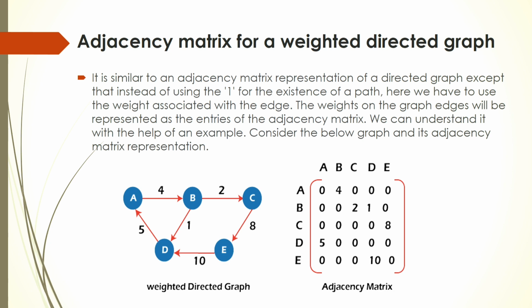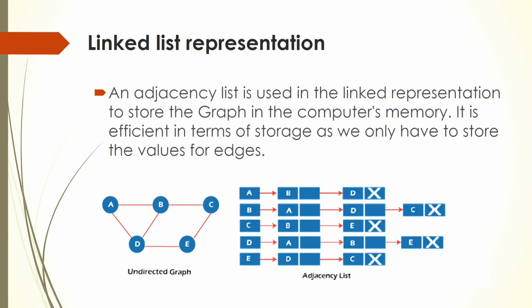An adjacency matrix can be used when the graph is dense and the number of edges is large. Though it is advantageous to use an adjacency matrix, it consumes more space. Even if the graph is sparse, the matrix will still consume the same space.